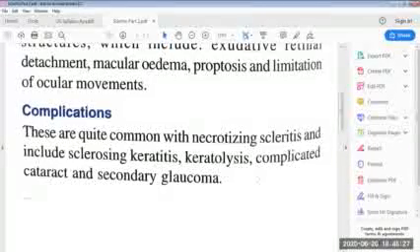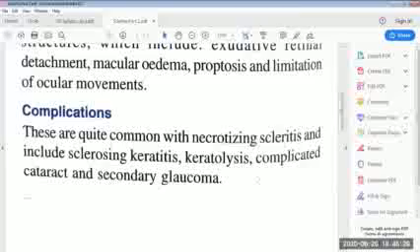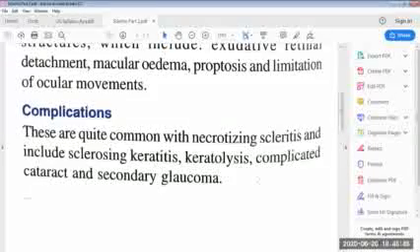Similarly, there is secondary glaucoma. Glaucoma caused due to other disease. In glaucoma, there is an increased ocular pressure, and due to the increased ocular pressure, there will be damage of the nerve, damage of the optic nerve which supplies to the brain, and there can be blindness.